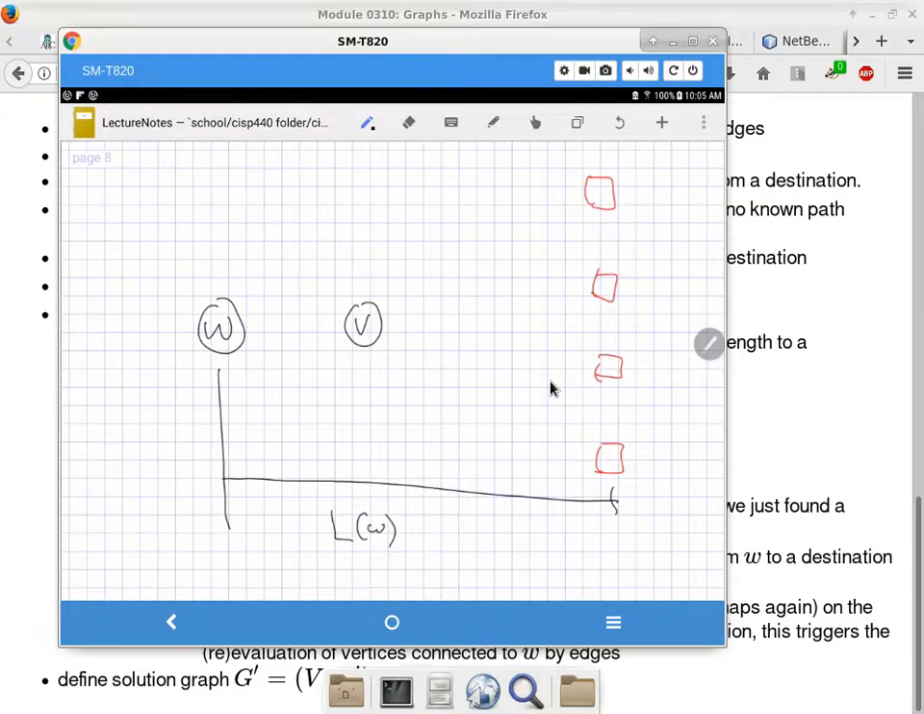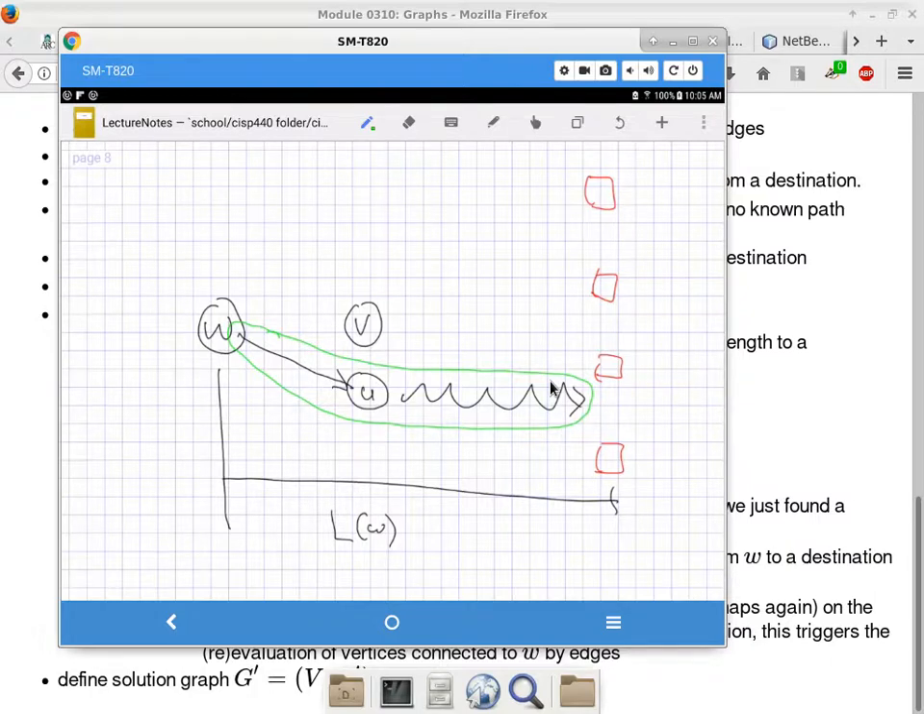According to what we knew before, we have a path going from W, and we'll call this U here. This is the old way of going from W to one of the destinations, like here. Okay, let me use another color. This was thought to be the shortest path from W to the closest destination. Is that okay? But then we found something.